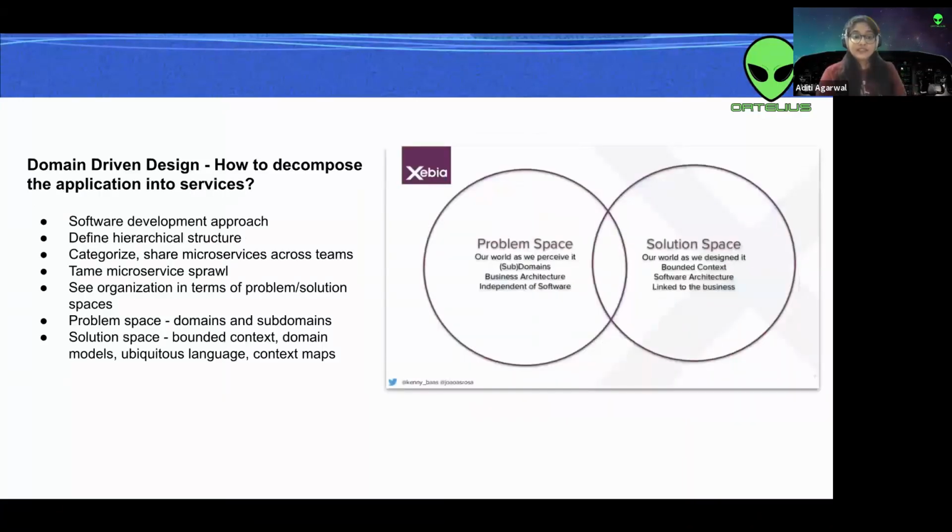Now the topic is domain-driven design. To implement microservice architecture, we need a design to be made. Domain-driven design helps us categorize and share our microservices across teams. Since our microservices are built by small teams, it is much easier to share them among different teams so that they can reuse and recompose them. We also see our organization in terms of problem and solution spaces. So domain-driven design basically divides our organization into two spaces, the problem space and the solution space.